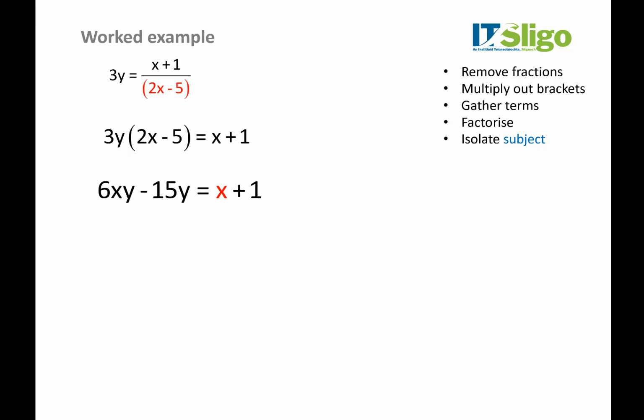And now, guys, we can see we have an x term here and we have an x term on this side. We want to gather all these together. So I'm going to bring this guy over. How am I going to do that? It's a plus x. So I'm going to subtract x from both sides. Again, these will cancel out, but I'll obviously have 6xy minus x, that's the new thing that's just appeared, and then minus 15y is all equal to 1.